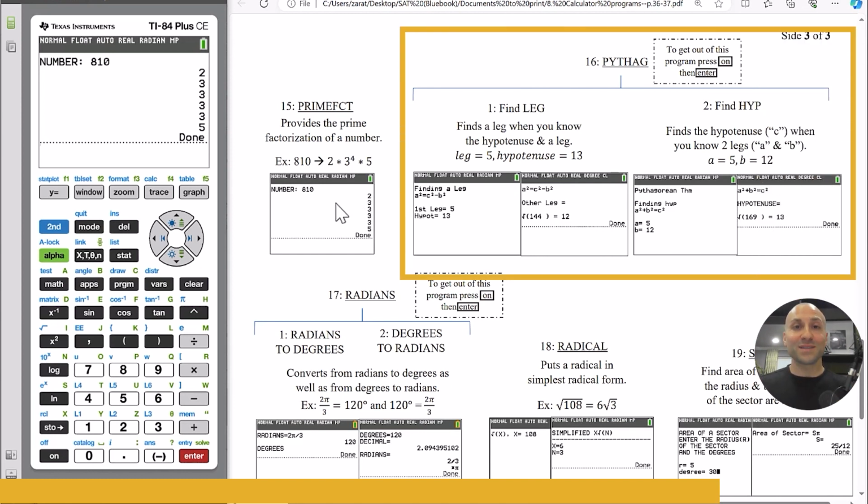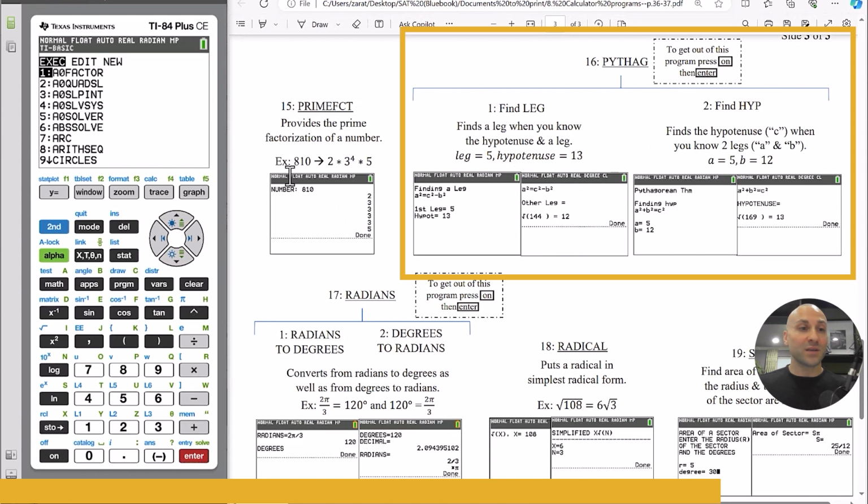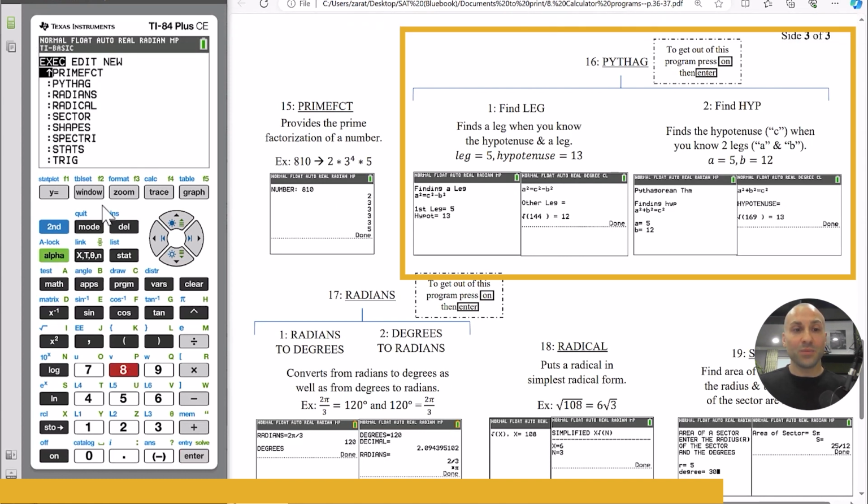On to program number 16. So to get to the p's, we said we could press alpha and then go over to 8, and then because this is the second p program, we'd press down and enter. And this program, again, is one of those that has multiple features to it. Both of which are only for when you have a right triangle.